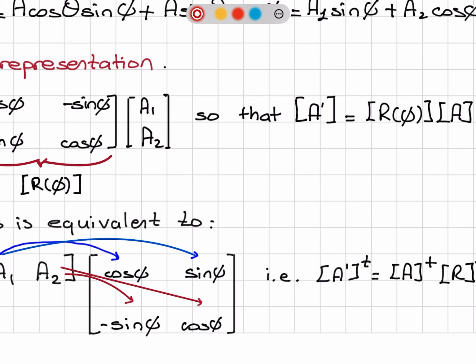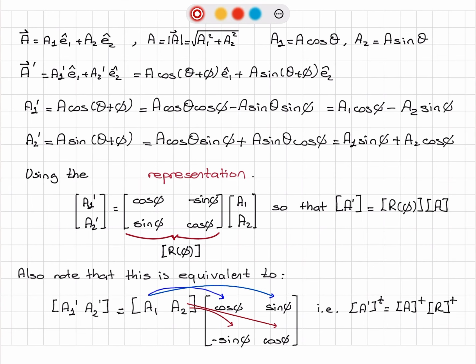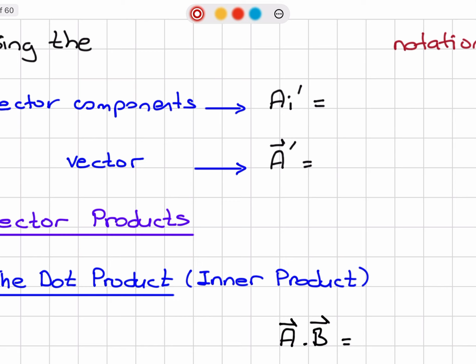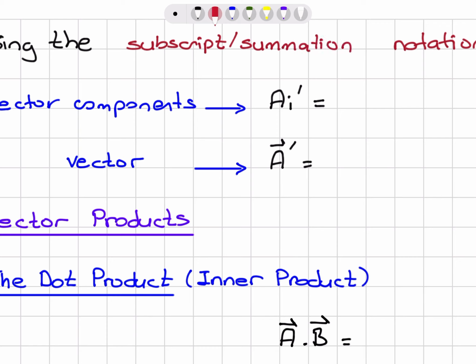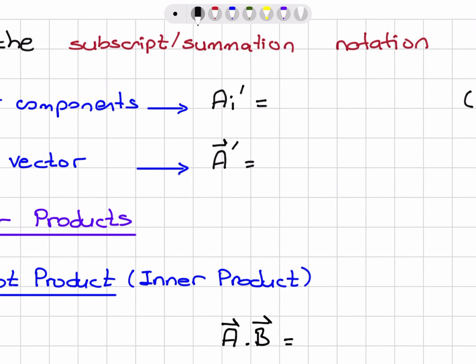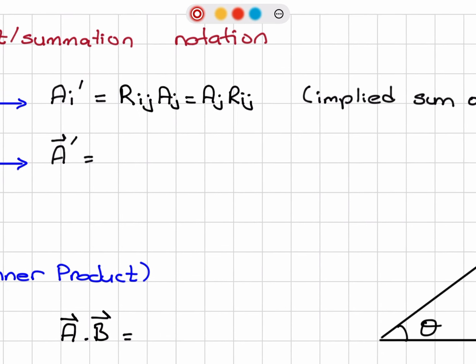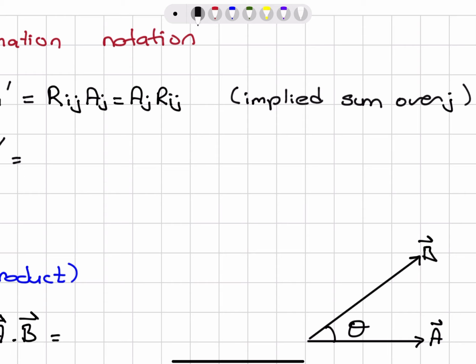Okay, so if I use the subscript summation notation, the Einstein summation, the vector components Ai prime are found by multiplying with the rotation matrix, Rij Aj, or this can be written as Aj Rij, since I have the repeated index j here, this implies a sum over the index j.